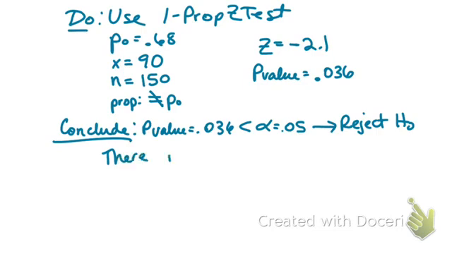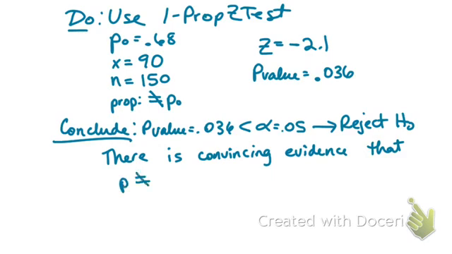And here's why. It's because there is convincing evidence that P does not equal 0.68 at McKinney-Boyd High School. We have convincing evidence of the alternative hypothesis being true. We have convincing evidence that our P here at McKinney-Boyd High School is not equal to 0.68.